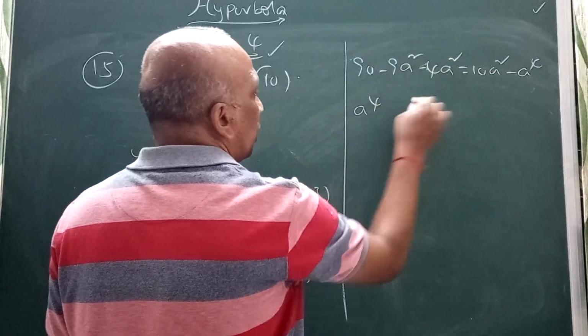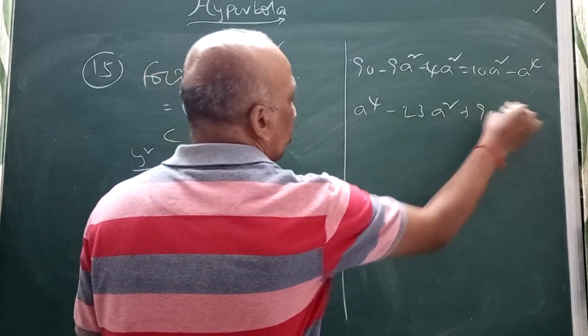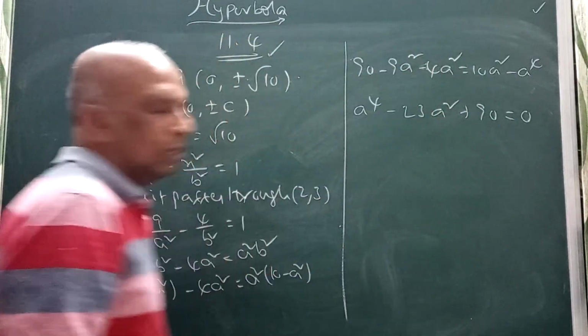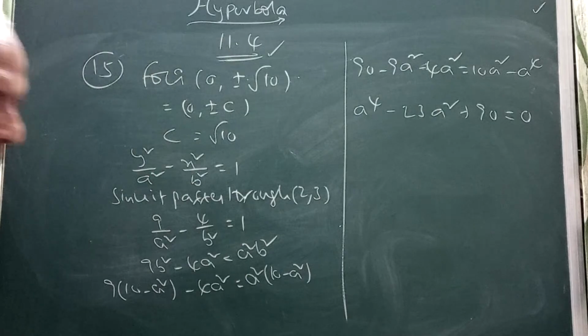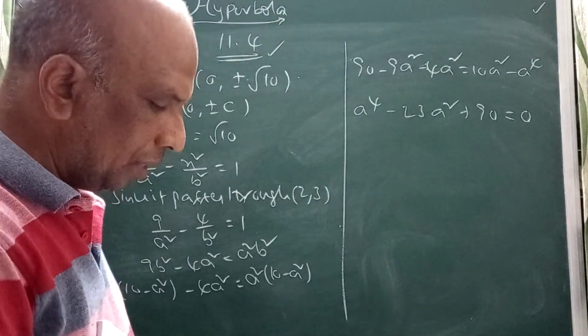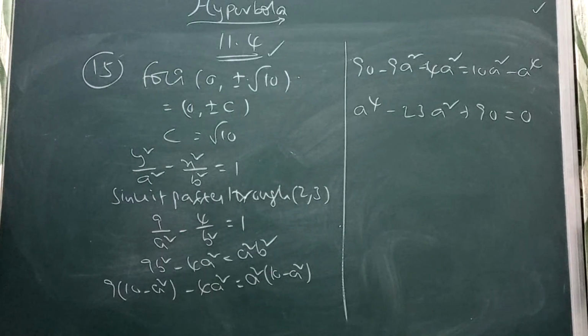You will get a power 4 minus 23a square plus 90 equal to 0, right? You can check that. You will get like this, right? This is the value you will get here. You can simplify here now. When you are simplifying, what you get is a power 4 minus 23a square plus 90 equal to 0.